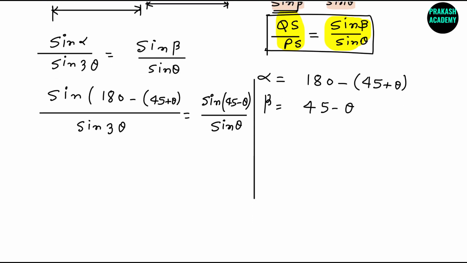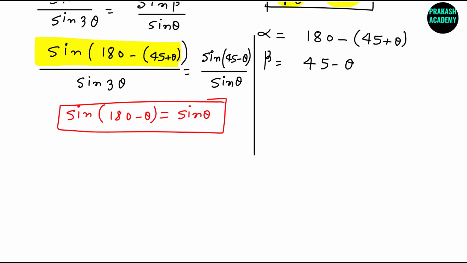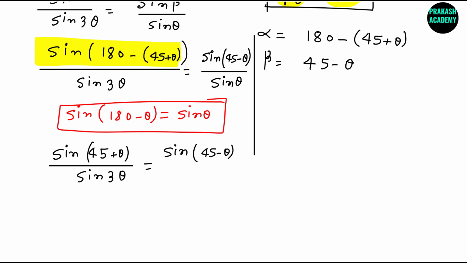Now let us take this thing. If you remember, sine 180 minus theta is basically sine theta. So there is a formula that sine 180 minus theta is equal to sine theta. So I will use this identity and then I can write this expression as simply sine 45 plus theta divided by sine 3 theta is equal to sine 45 minus theta divided by sine theta.